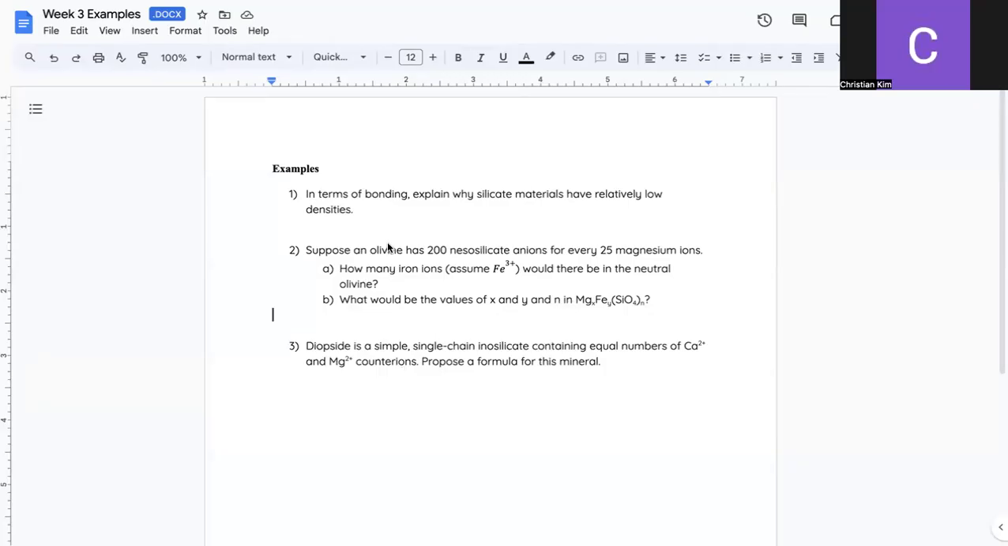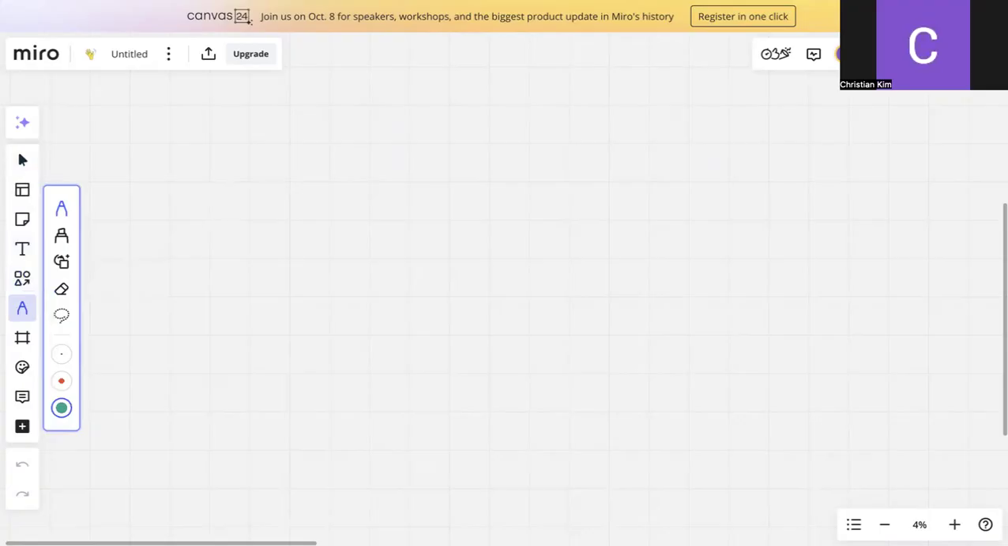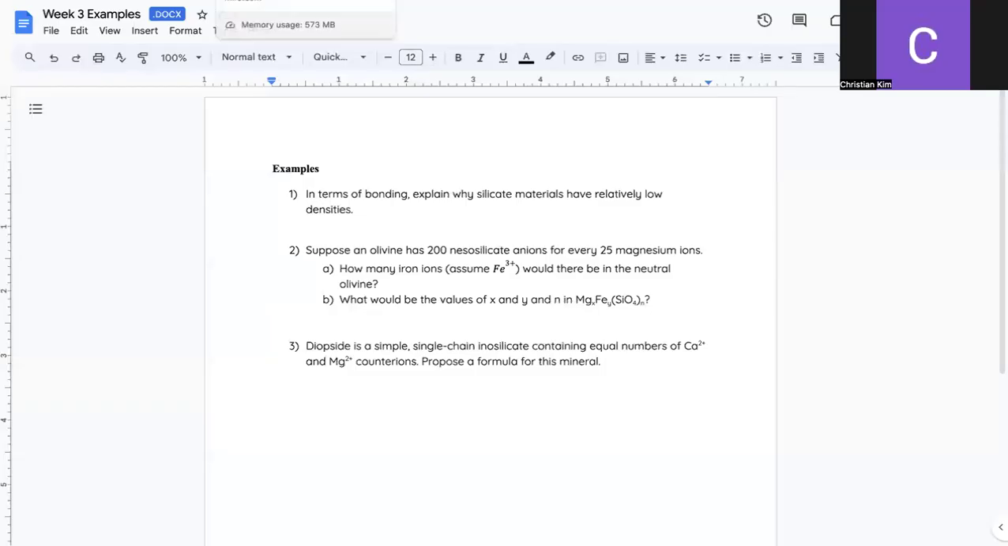Number 1 asks: explain, in terms of bonding, why silicon materials have relatively low densities. Well, to explain this one, hopefully you see this screen. The reason why silicates tend to have low densities is because if you look at the actual silicates, they tend to form tetrahedra. So I'm just going to try to draw a tetrahedron over here. They tend to form tetrahedra.